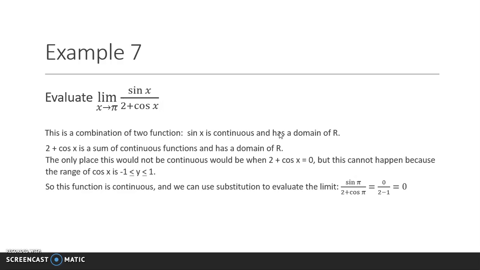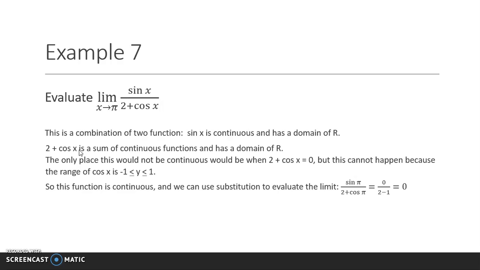Okay, so this is a combination of two functions. Sine x is always continuous on the domain of all real numbers. 2 plus cosine x is a sum of continuous functions. 2 is continuous, cosine x is continuous, and this domain, again, is all real numbers, because cosine x has a domain of all real numbers. 2 is just a constant value. Again, the domain is going to be all real numbers.